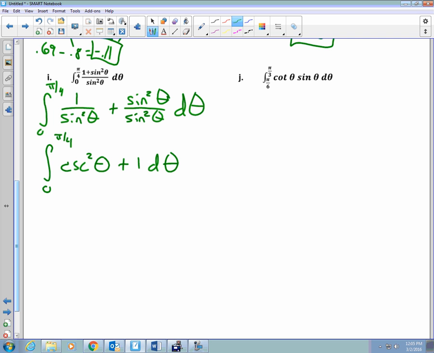What's the antiderivative of cosecant squared? Negative cotangent theta plus theta. On the AP exam, you won't be allowed to use a calculator for a problem like this. So therefore, you have to be able to evaluate what is the cotangent of pi over 4.